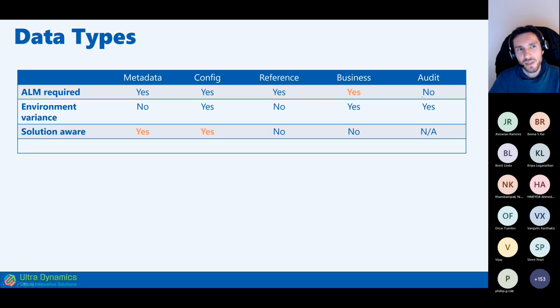And finally, the audit data. Obviously, you don't need to worry about ALM. The audit data will be different per environment, but you basically just turn things on and off, and you don't have to worry too much about it. And obviously, you can't transport it because it's based on the actions within that environment.